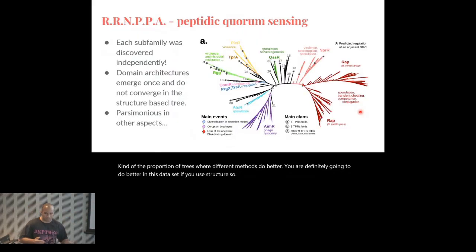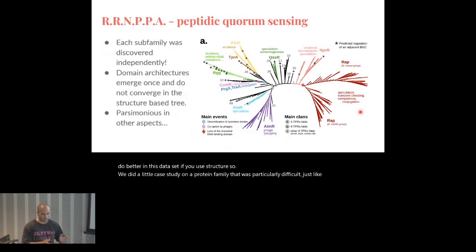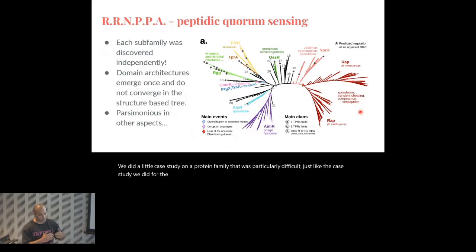So we did a little case study on a protein family that was particularly difficult, just like the case study we did for the first paper with the fusion proteins. These are called the RRNPPA family of quorum sensing proteins, where we have an expert in the audience, Charles Bernard. He's the co-author on this paper. And actually, they discovered each of these families independently by crystallizing the family and realizing that it was the same as the others. There's basically no sequence homology between them. Very difficult to make a tree.